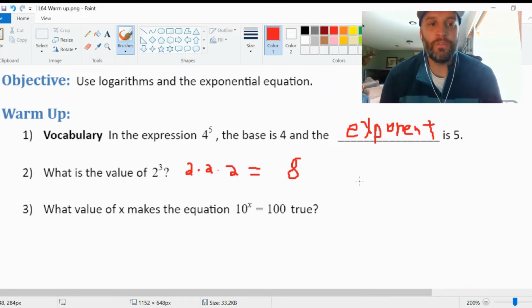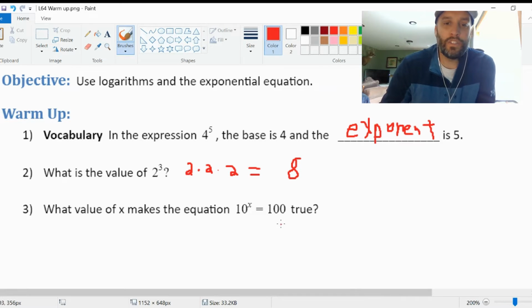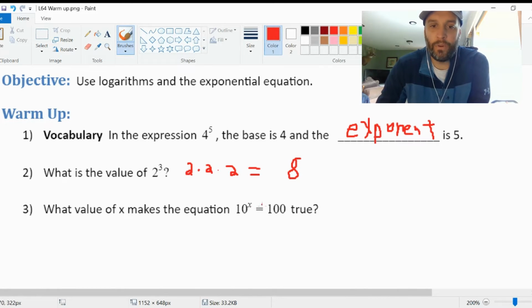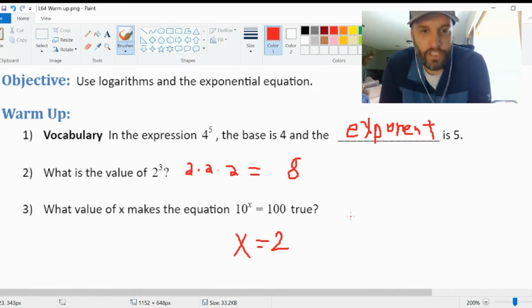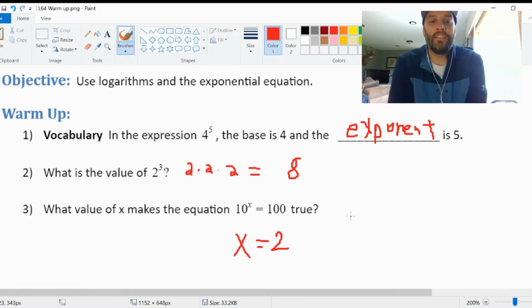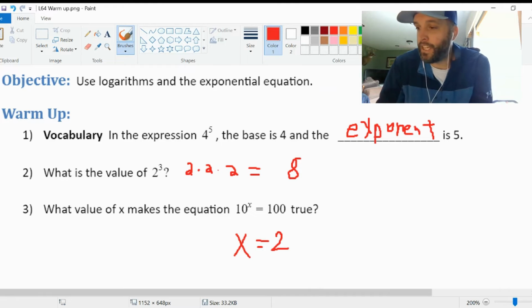So number 3, what value of x makes the equation 10 to the x equal 100? So you're asking yourself, what power do I need to take 10 to make it 100? Well, that would be 10 times 10, so x would have to equal 2. And we're going to use a math operation called logarithms in order to find those missing exponents. So there you have it. There's our warm-up. We need to know what exponents are, and we need to know how to evaluate exponents using that repeated multiplication.